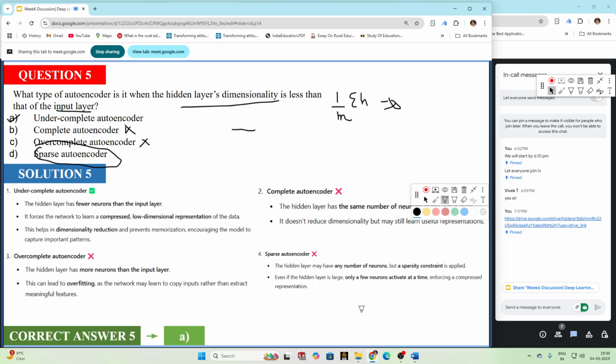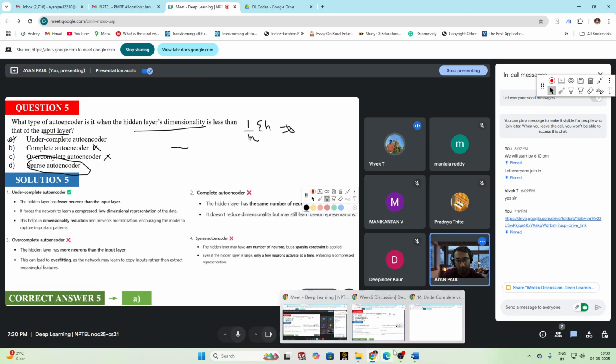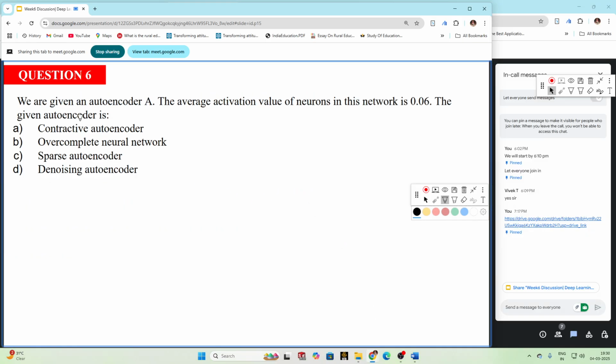Is it clear to all of you? Very straightforward question. Yes, sir. So we are on question number 6. We are given an autoencoder. The average activation value of the neurons in this network is 0.06. The given autoencoder is a contractive autoencoder, over complete autoencoder, sparse autoencoder, or denoising autoencoder.